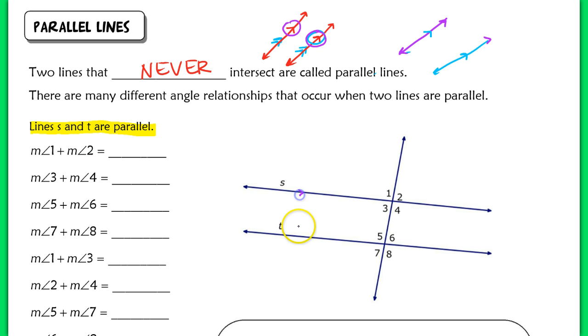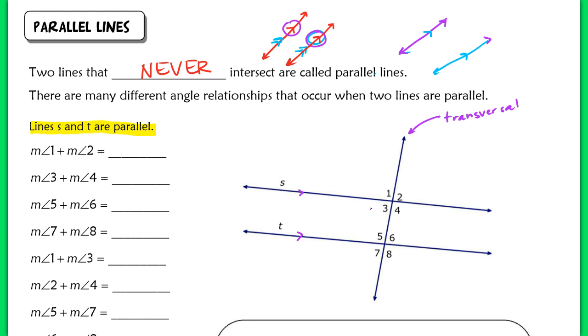So I'm going to draw those little arrows in. So here's line S parallel to line T. Then we have a third line that's cutting through those two lines. We call that line a transversal. Okay, I'm just going to refer to it as a transversal from here on out. It's not that important for you to memorize that vocabulary term, but just so that you know what I'm talking about, I'm going to use that word transversal. So here a transversal is cutting across both lines S and T.